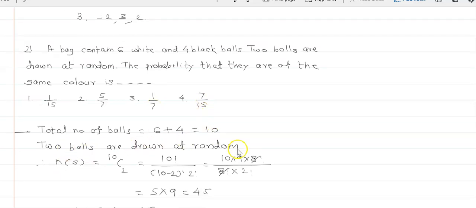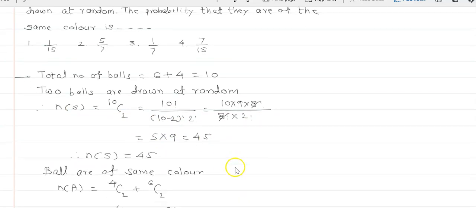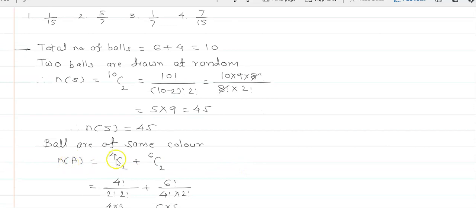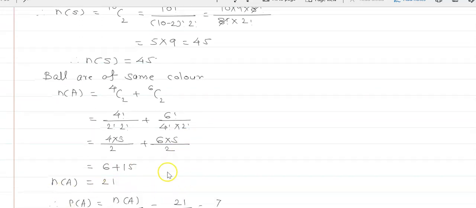The total number of balls: two balls are drawn at random. n of S is equal to 45. The balls are of the same color: n of A is equal to 4C2 plus 6C2. Add it, find out: 6 plus 15. Therefore, n of A is equal to 21.